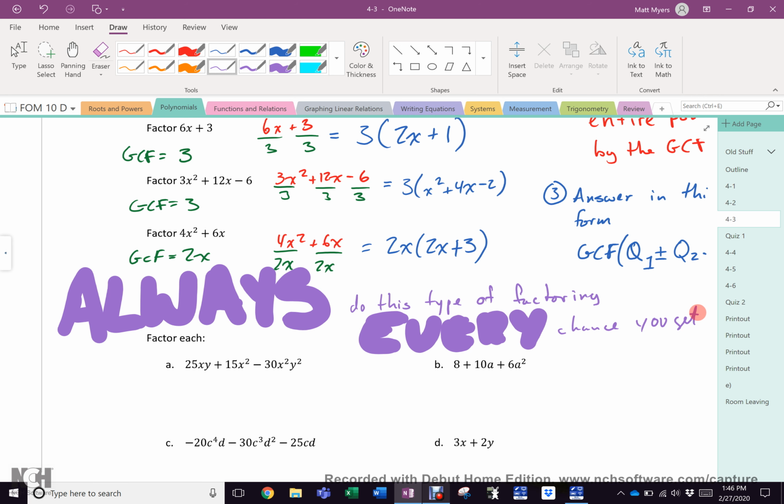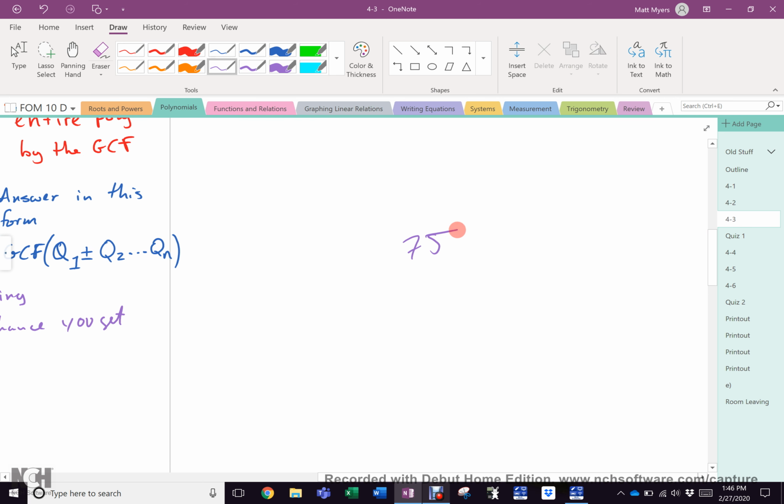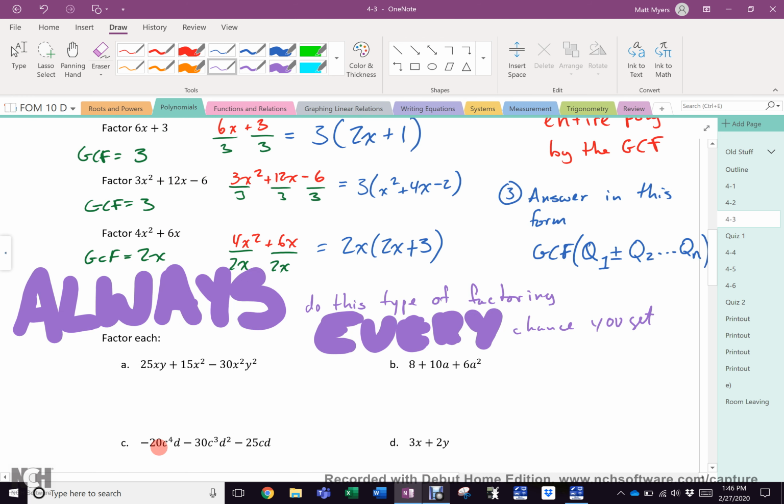Just like if you ever saw this fraction in math, you would always simplify it to 3/4. Right? Always. When? Always. If you can do GCF factoring with any polynomial, you do it. When? Always. First thing you do every time. Clear? All right. Let's look at this.